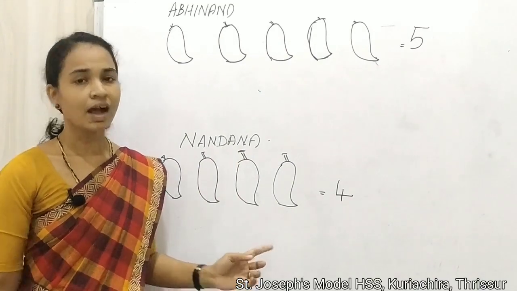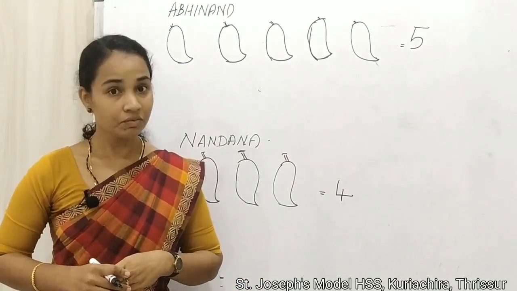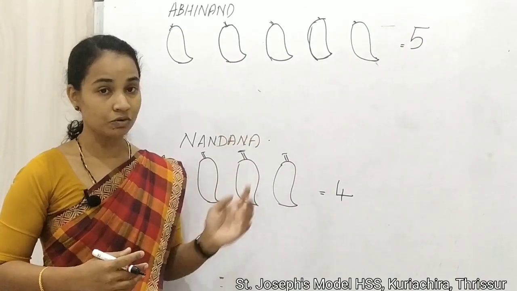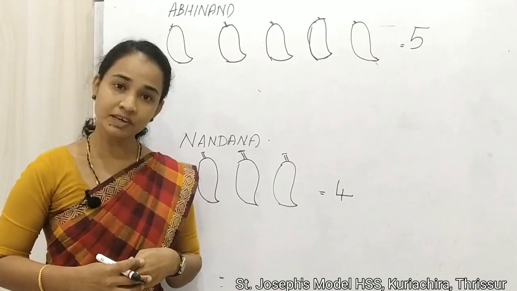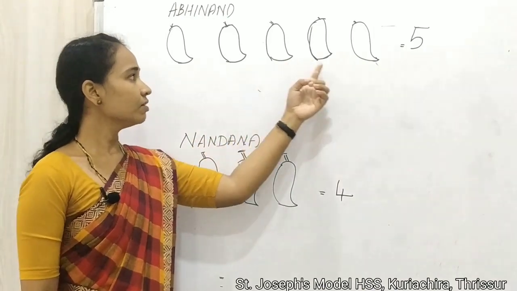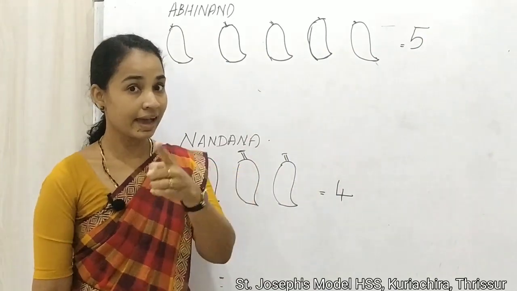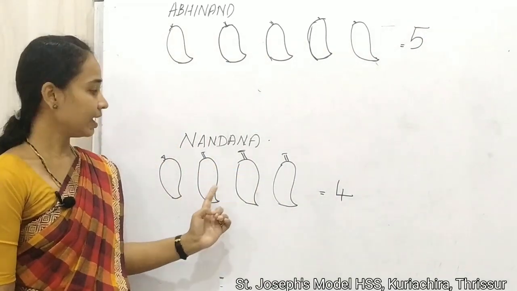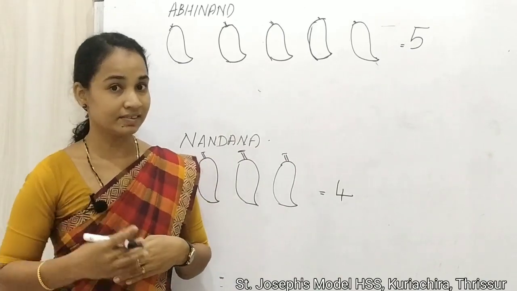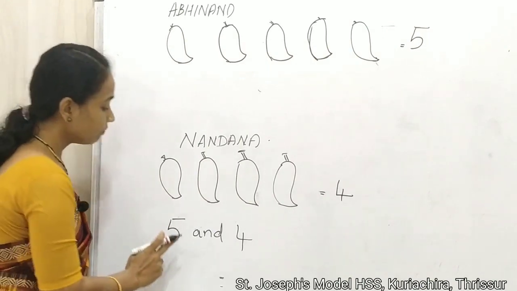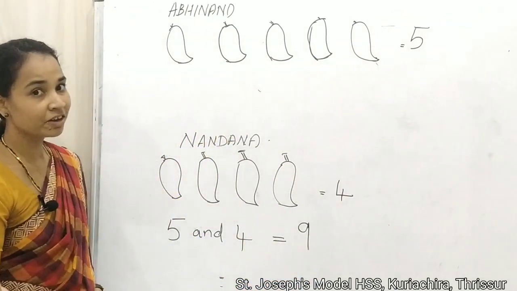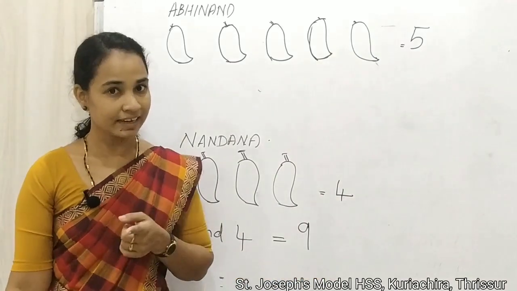Now, my question is, can you tell me what is the total number of mangoes gathered by Abhinand and Nandana? How can we find out? Yes, we want to combine these mangoes, isn't it? We want to count these mangoes together. Then we will get the total number. Come on, let's count. 1, 2, 3, 4, 5, and 6, 7, 8, 9. How many mangoes did they collect together? Yes, 9 mangoes. That means 5 mangoes and 4 mangoes is equal to how many mangoes? 9 mangoes. Is it clear?